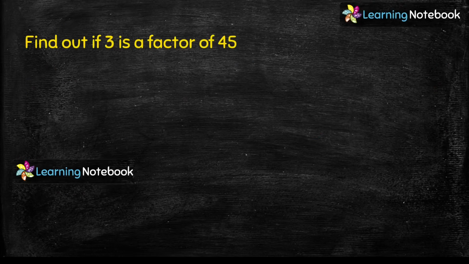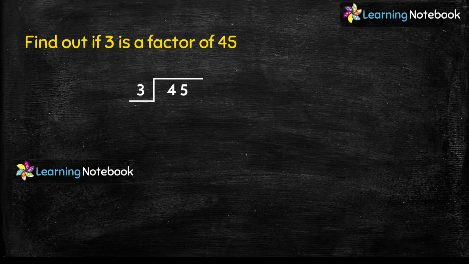Students, to find factors of a number, we generally use the multiplication method. But the division method is used to find if a particular number is a factor of another number or not. So let's solve such a question. Find out if 3 is a factor of 45. To find out, we will divide 45 by 3. And if we get remainder as 0, then we can say that yes, 3 is a factor of 45.